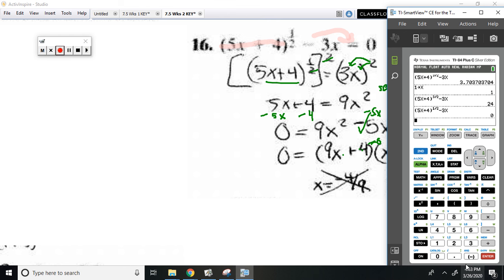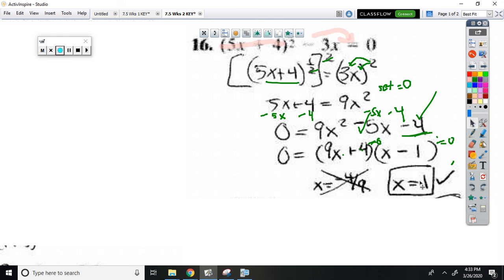Let me go back and double check that negative 4/9 again. Negative 4 divided by 9. Store for x. Still, it does not equal 0, so that's why I excluded that one. That's called an extraneous solution. So x equals 1 is the only answer that we should keep as our final.